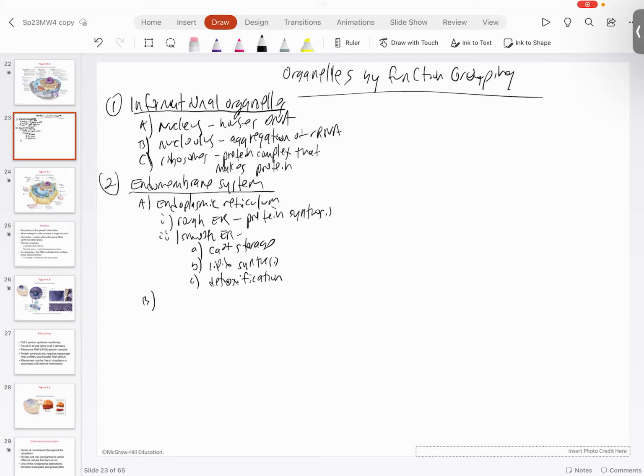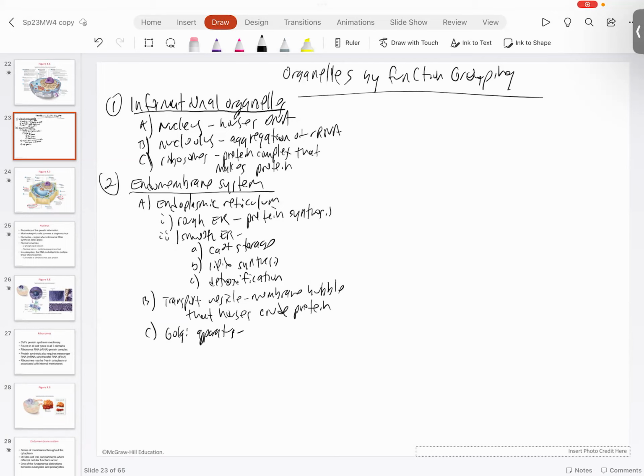Then from the ER, we'll move to the next step, what's called a transport vesicle. I'm going to put that one here. This is basically a membrane bubble that houses crude protein that has been made in the ER. We'll talk a little bit about that once we get to that point. And then from this transport vesicle, because it's transporting this crude protein, it moves on to the next major organelle, which is the Golgi apparatus.